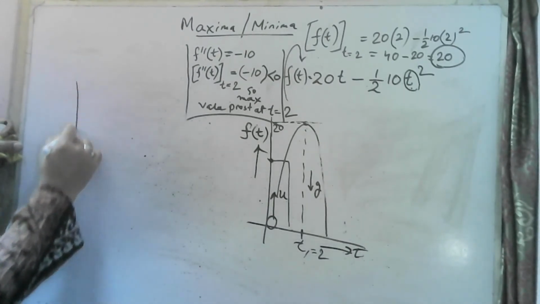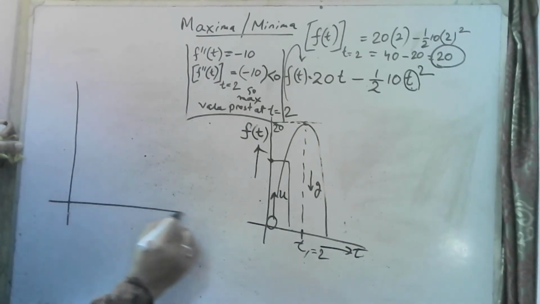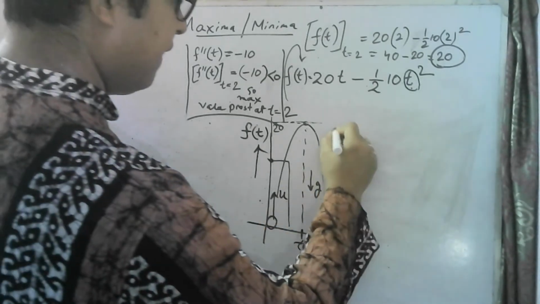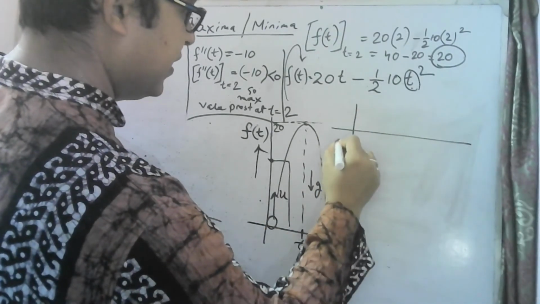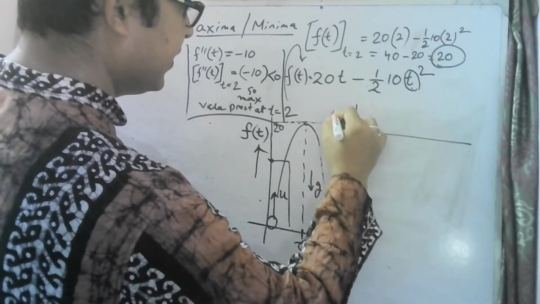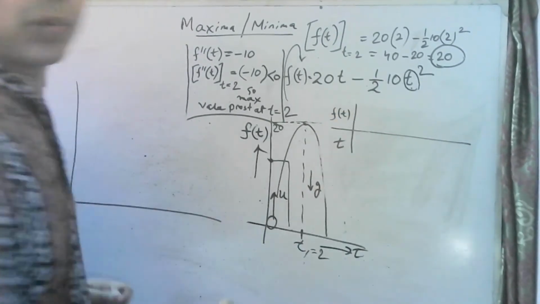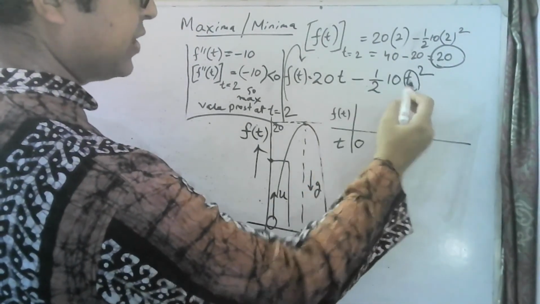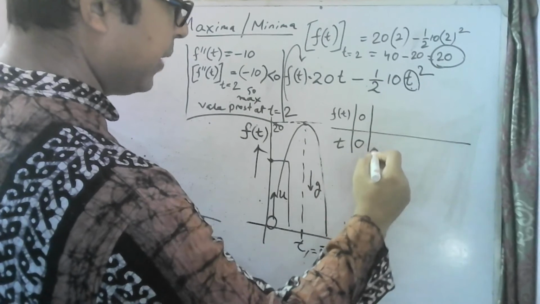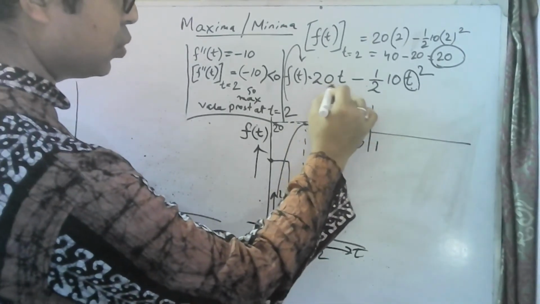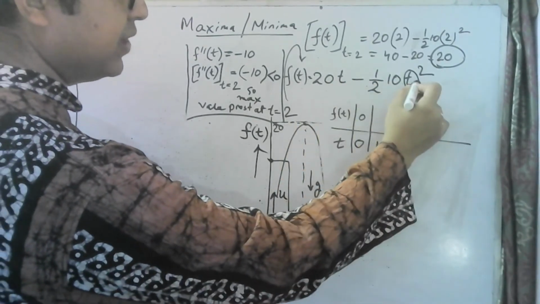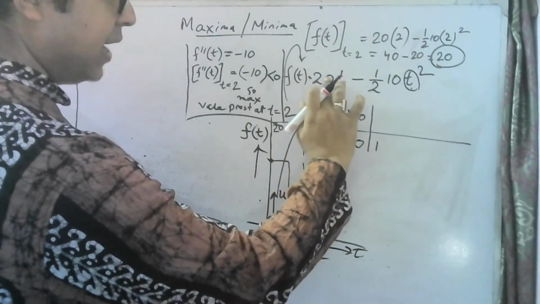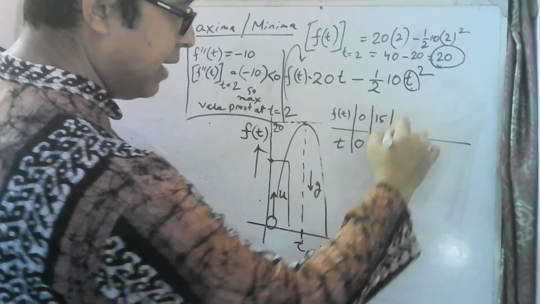If we plot our curve, let's take t and ft. Okay, t versus ft plot. If we put t as 0, then 0 and 0, that means this is 0. If we put 1, that is 20 into 1 means 20, and this is 5 into 1 squared, that means 5. So this becomes 15. Am I right?